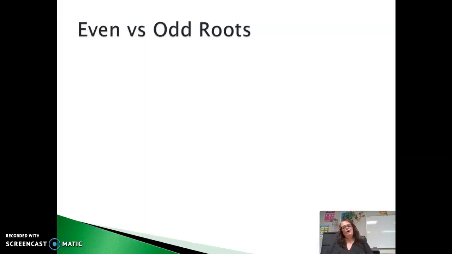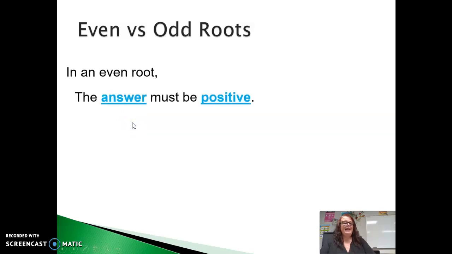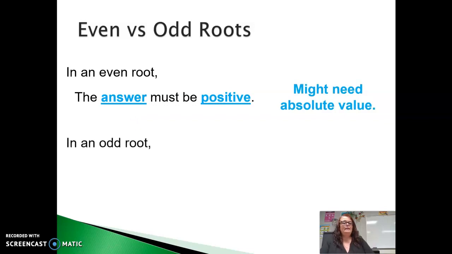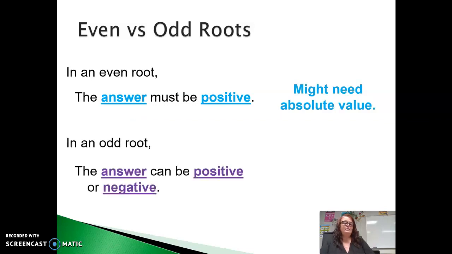So then we just had that conversation about even versus odd roots, that I can take the odd root of anything, but I can only take the even root of a non-negative number, meaning I can be 0 or I can be positive. So in an even root, the answer must be positive, and that means that we might need some absolute value. But in an odd root, the answer can be positive or negative, and so no absolute value is ever going to be necessary when we have an odd root.